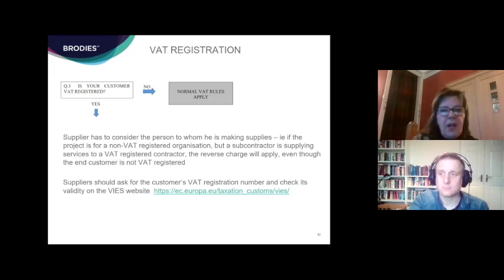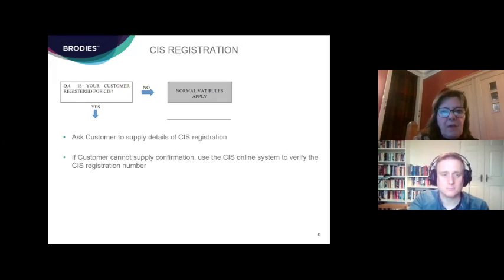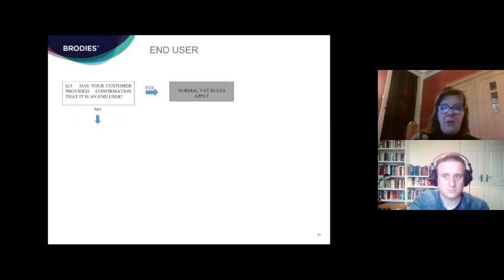So on to the next question. Is your customer registered for the CIS? Because if they're not registered for the CIS, the VAT reverse charge won't apply. So ask your customer for details of their CIS registration. And if they can't supply confirmation, or if you're not sure, you can use the CIS online system to verify the customer's CIS registration number. So that's what to do if you need to check whether the customer is CIS registered.